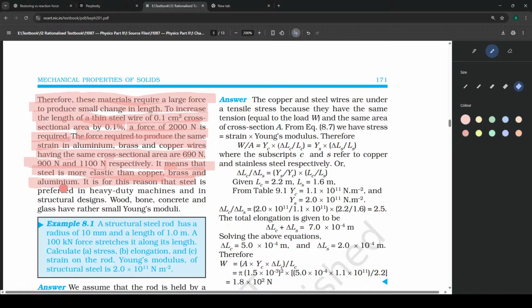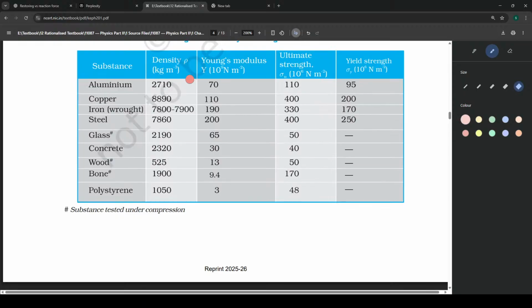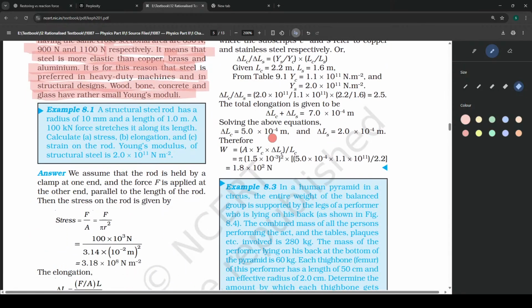It is for this reason that steel is preferred in heavy-duty machines and in structural designs. Wood, bone, concrete, and glass have rather small Young's modulus. The higher the Young's modulus, the higher the elasticity of the material, because the higher the slope, the higher the proportionality and the elastic limit. The highest yield point is for steel, with an ultimate strength of 400 and a yield point of 250 into 10 power 6 Newton per meter square, a very large value.